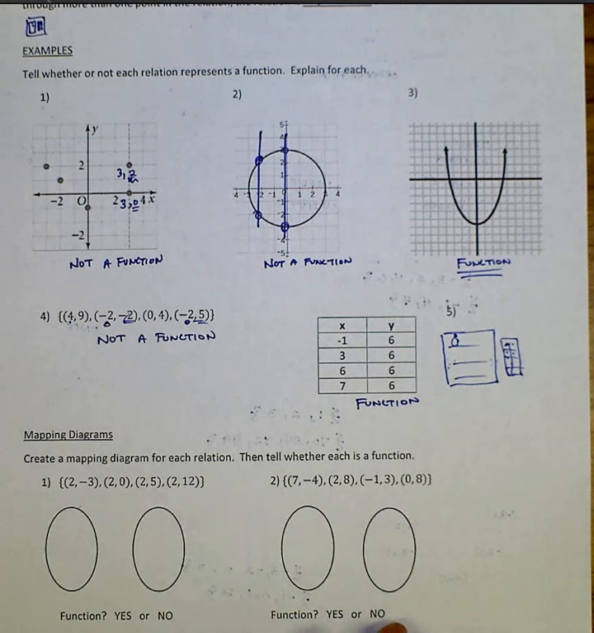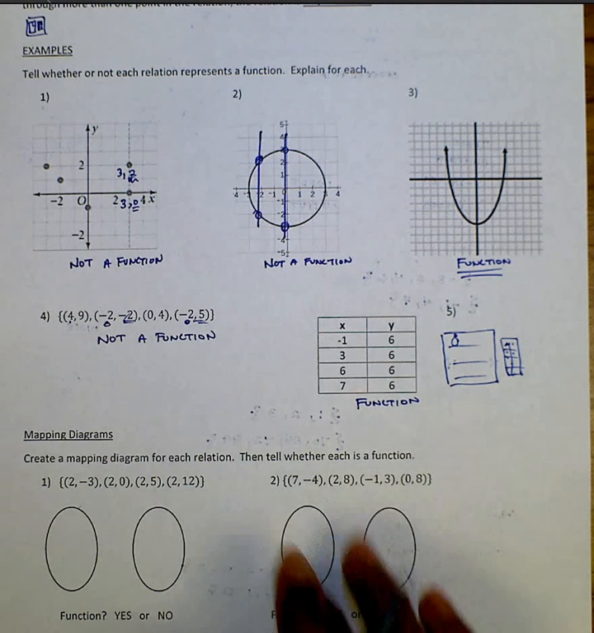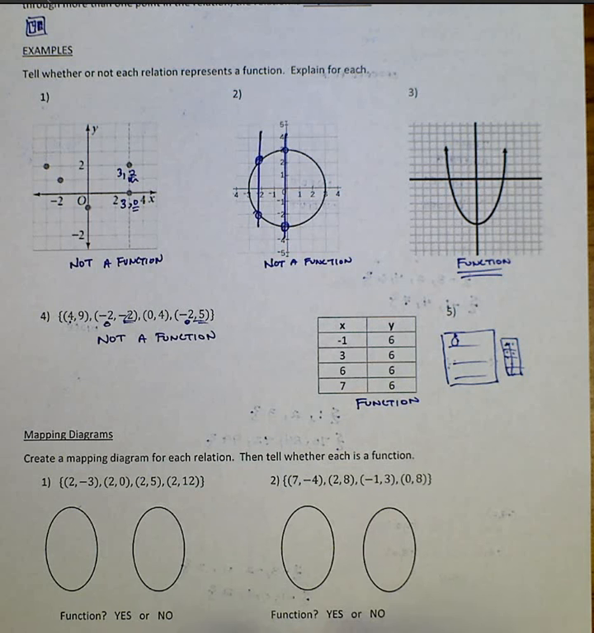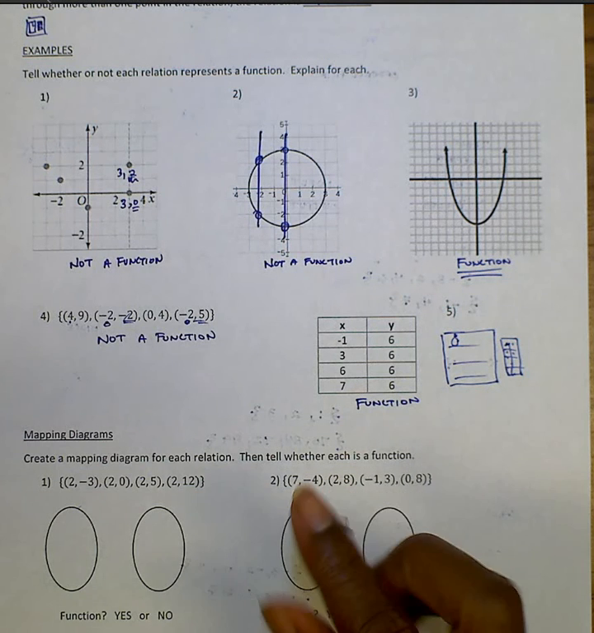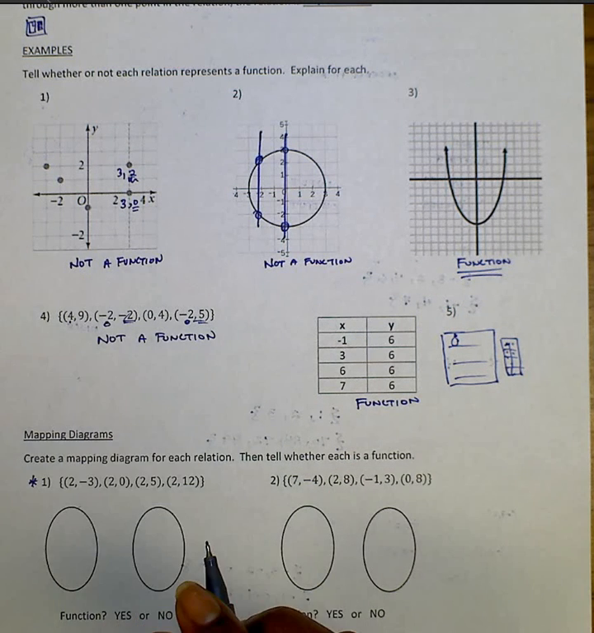Let's look at a mapping diagram. A mapping diagram is just another way to tell if a relation is a function or not, another way to write out our ordered pairs. What we do for our mapping diagram is plot the x's in the domain in one of the ovals and the range in the other oval. I'll do number 2. I'm going to leave number 1 for you guys to do.